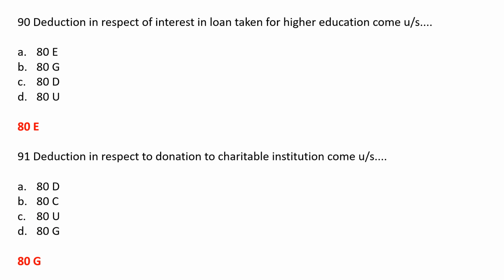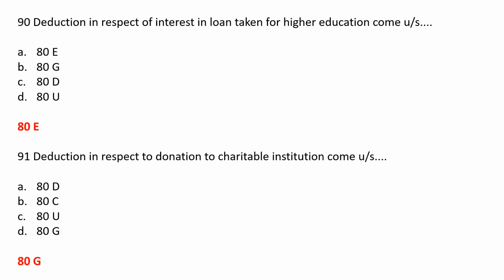Deduction in respect of interest on loan taken for higher education comes under section: option A section 80E, option B section 80G, option C 80D, option D 80U. The correct answer is option A, 80E. So deduction in respect of interest on loan taken for higher education. Here you can easily remember, because the word education starts with the letter E. So the section is 80E.